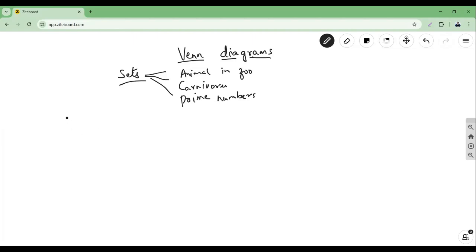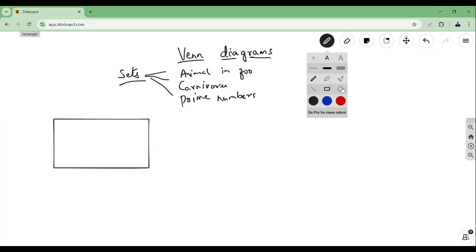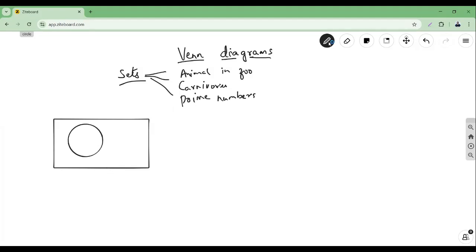Venn diagrams usually have two things. One is a rectangle, and they have circles inside the rectangle. This rectangle is going to represent the whole set that we are talking about, the larger one. It is going to represent a universal set. Universal set means it is a larger umbrella.